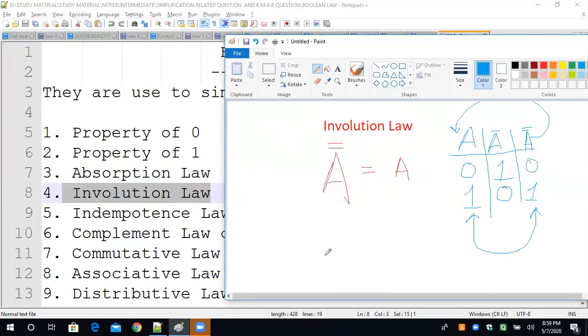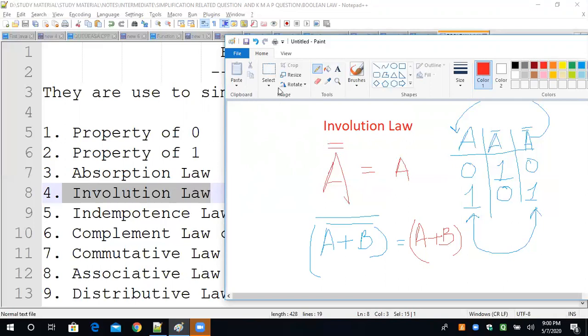Not only a single variable. Suppose some expression is written like that, and here 2 bars. This expression can simply be written like that. You can write this expression in this way also; there is no difference between the two. Bar to bar is cancelled and the expression can be written this way. Understand? This is basically the involution law. Okay, understand? So this is clear to everyone.